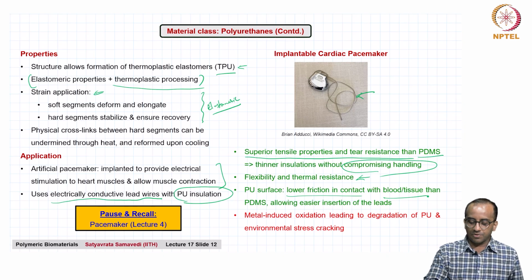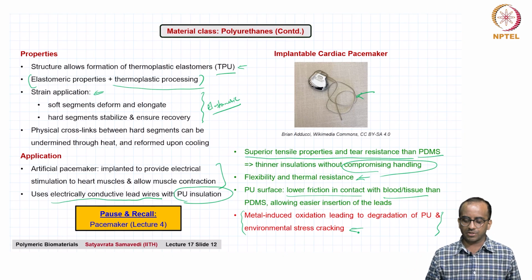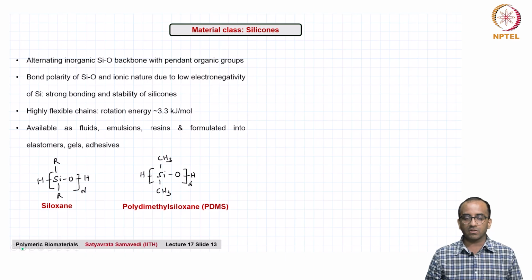One limitation, of course, is that these can undergo metal-induced oxidation, leading to degradation, and it can also undergo environmental stress cracking, typically with very long implantation periods. So that's polyurethanes. The last material class we will look at before we end this lecture is silicones.